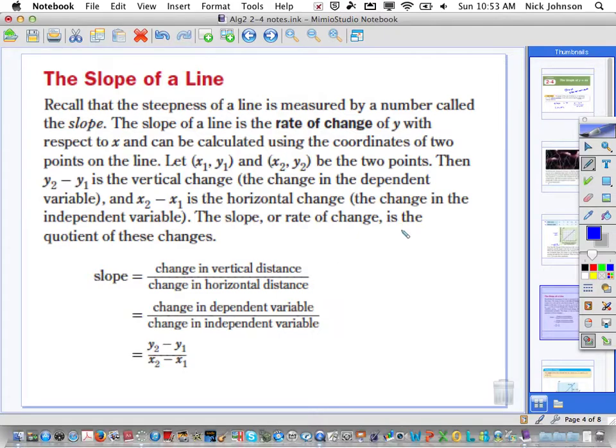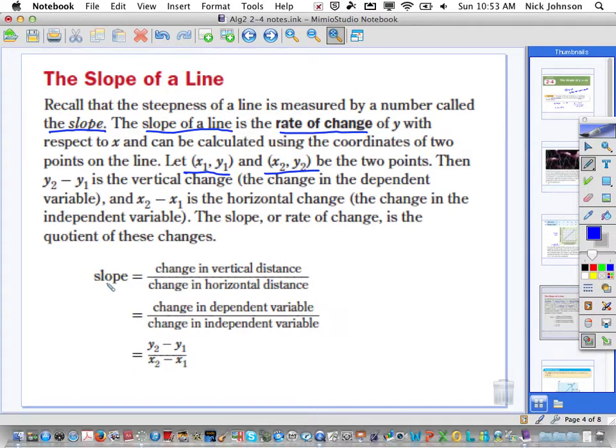The slope of a line. Recall that the steepness of a line is measured by the number called the slope. This should be reviewed from Algebra 1. The slope of the line is the rate of change. Those two things are the same thing. You find them by doing the same thing with respect to x, and can be calculated using coordinates of 2 points on the line. As long as you have 2 points that lie on that line, you can find slope.